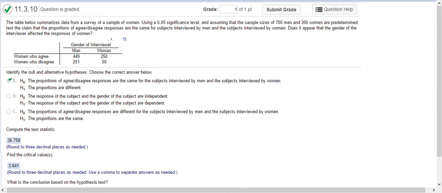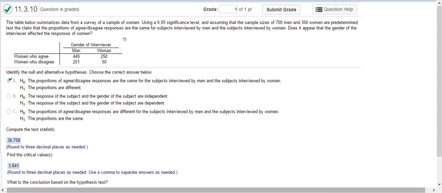There are two things that change this way, and two things that change this way. For this reason, they call this a two-way table. So does it appear that the gender of the interviewer affected the responses of women? If a woman was asking the question, 250 women agreed and 50 disagreed. But if a man was interviewing, it looks like almost twice as many agree as disagree, but almost 5 times as many agree than disagree if it was a woman. Just looking at that, you ought to say there's got to be something going on here. Why is it when a woman asks the question, 5 times as many women agree, but when a man asks it, only 2 times as many women agree?